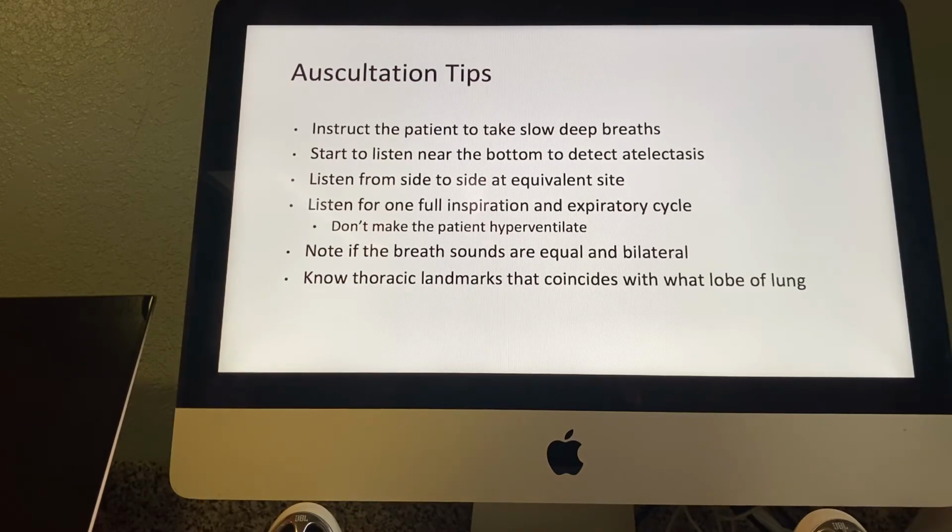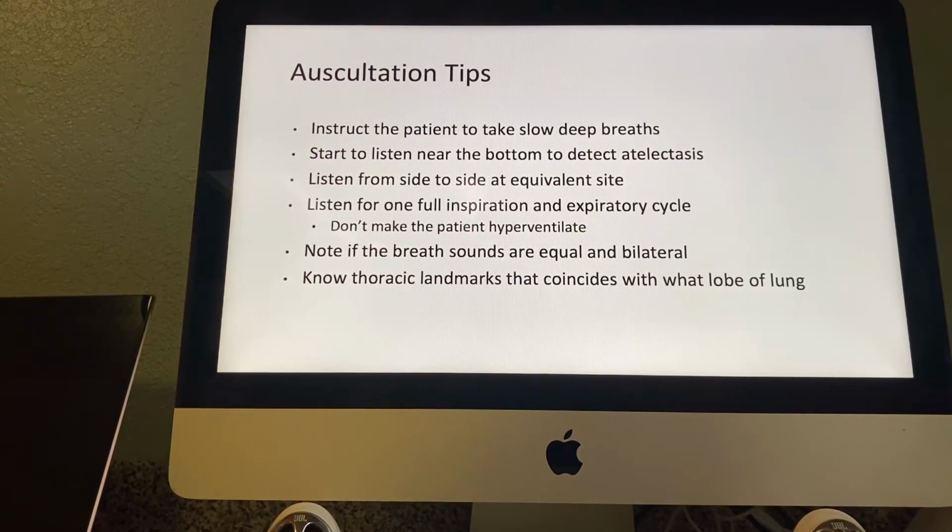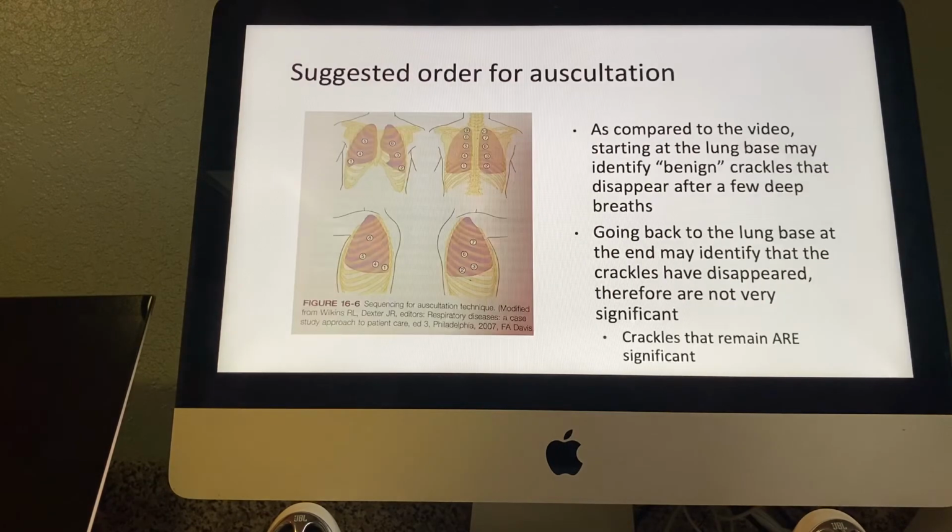Know the thoracic landmarks that coincide with what lobe of the lung, and we just had a whole video on how to do that, so we're good to go there. So those are some auscultation tips, and I will definitely quiz you on one or four of those next week, so you can guarantee that it is important to me, so I want it to be important to you. This will be on the quiz.